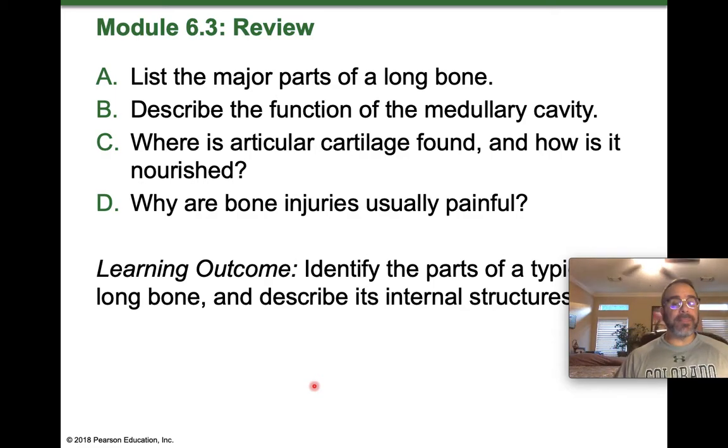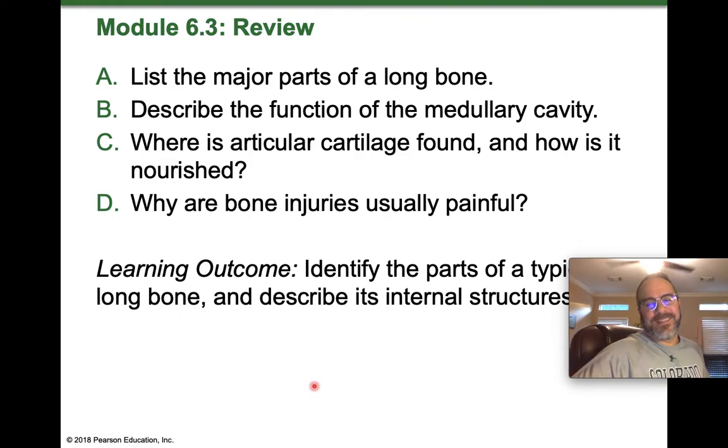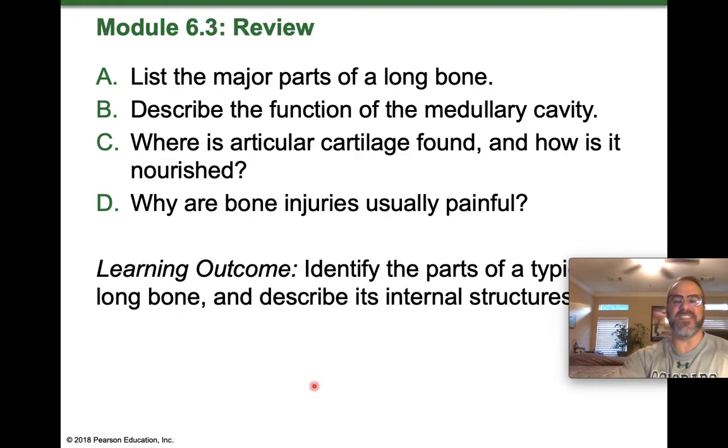Anyway, so at this point of the video, you should be able to describe the major parts of the long bone. You should be able to tell me what is the function of the medullary cavity. You should be able to tell me where you find articulating cartilage and how it is nourished. And you should also be able to tell me why bone injuries are painful. It's weird that I told you that story. It's kind of like I knew this question was coming. And I'll probably put it on the test to make sure you paid attention in the video.